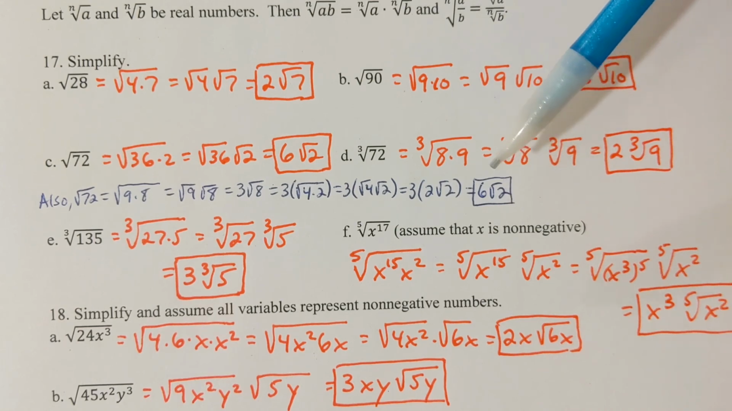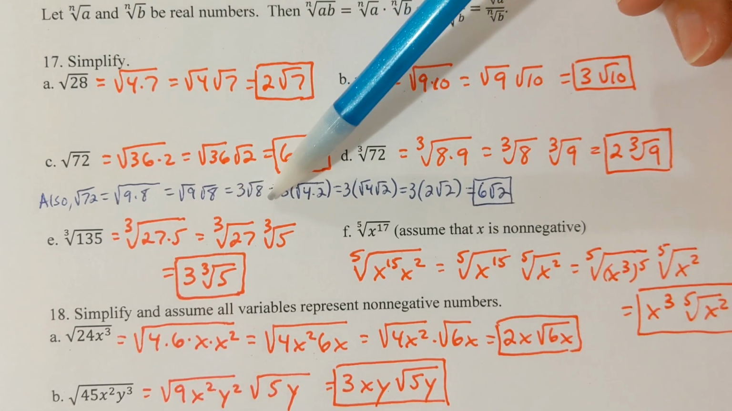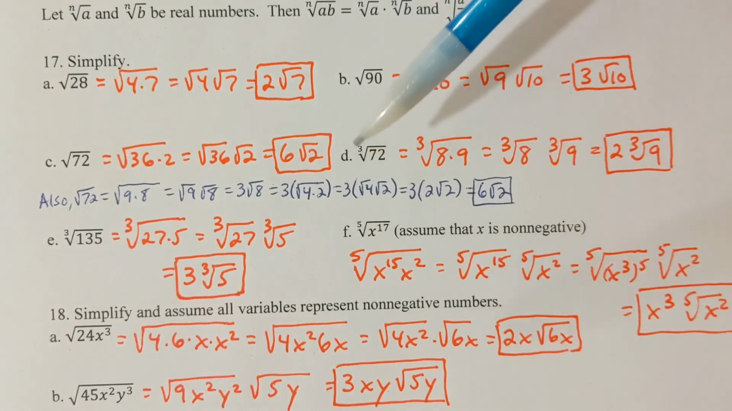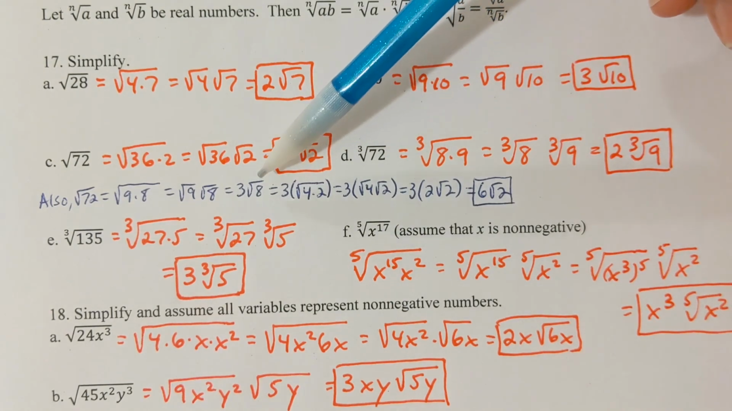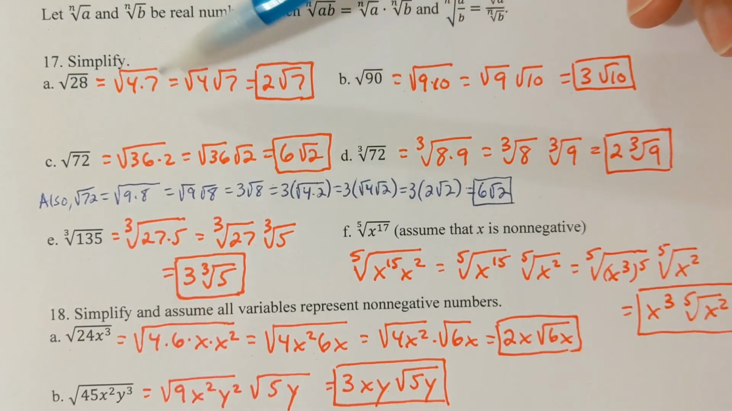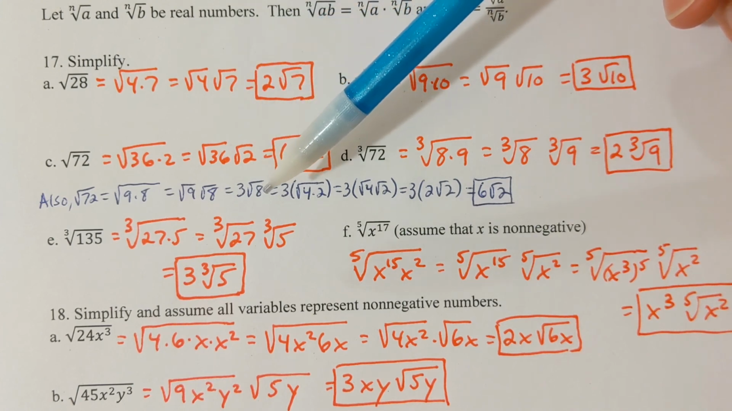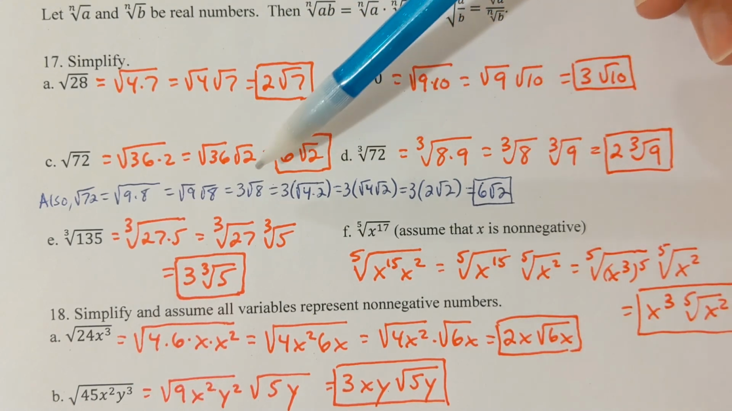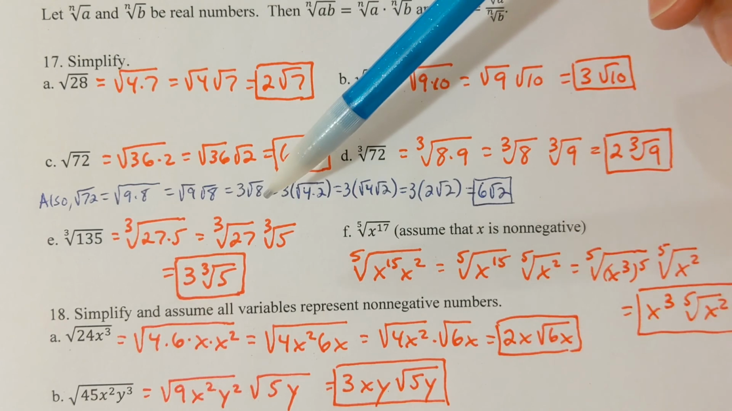And I'll also see some students just stop right here and say 3 root 8. Well, 3 root 8 is not the complete simplified form, right? So when we say simplify, like anything else that you do in math, go as far as you can. Make sure that you are in complete simplified form, and that second radical does not break down further.